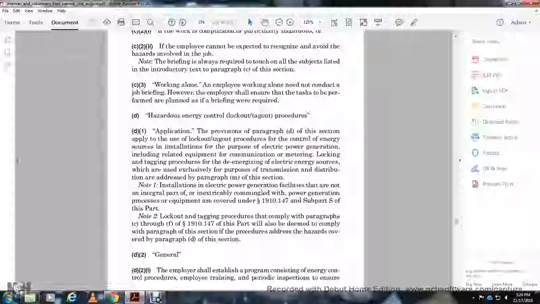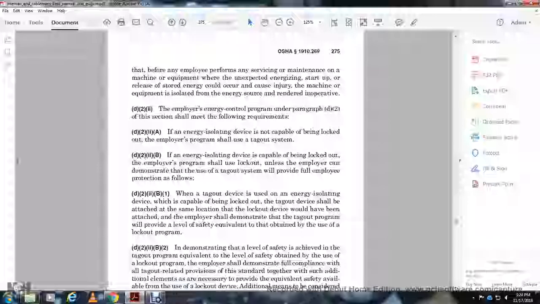General. The employer shall establish a program consisting of energy control procedures, employee training, and periodic inspections to ensure that before an employee performs any servicing or maintenance on a machine where the unexpected energizing, start-up, or release of stored energy could cause injury, the equipment is isolated from the energy source and rendered inoperative.